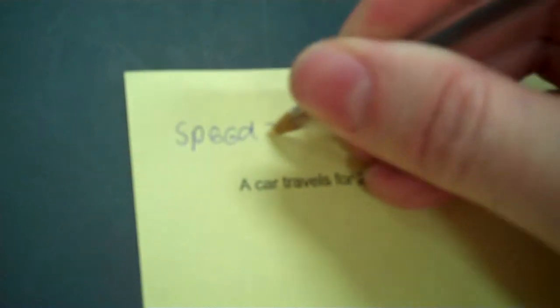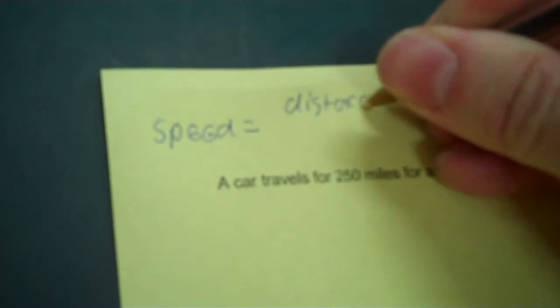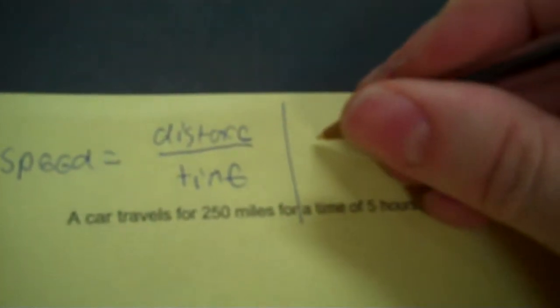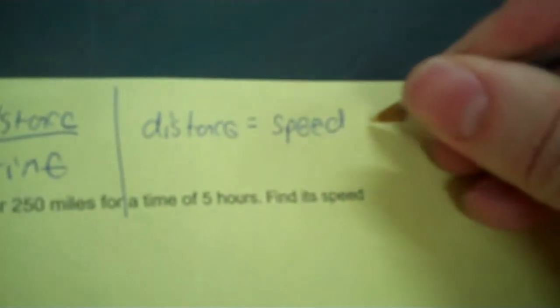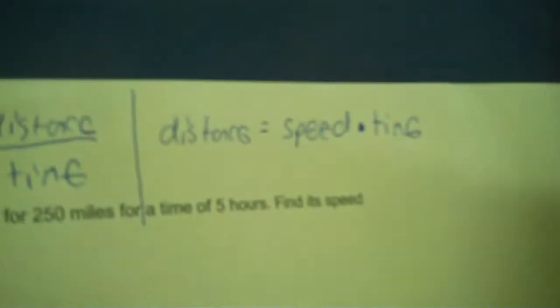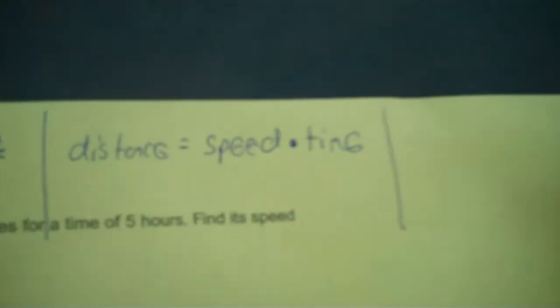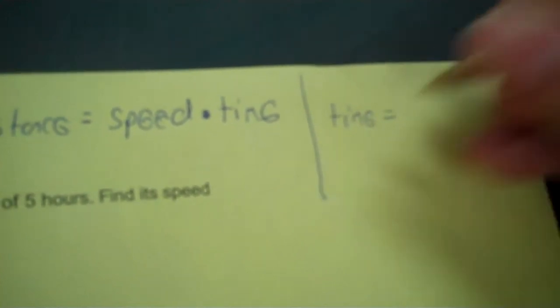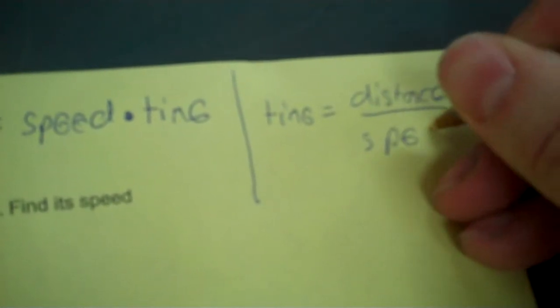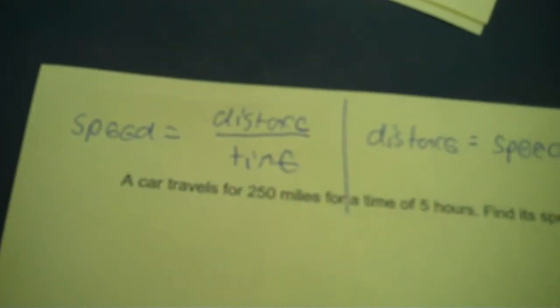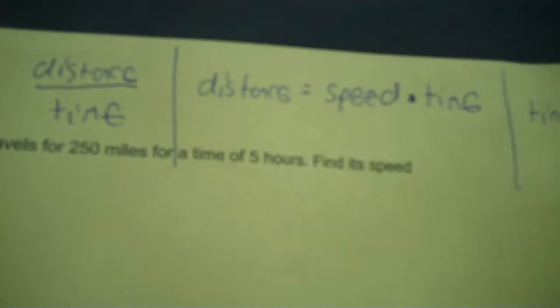Speed equals distance divided by time. Distance equals speed multiplied by time. And then time equals distance divided by speed. Okay, so speed equals distance divided by time. And that's all you're going off of is these three formulas.